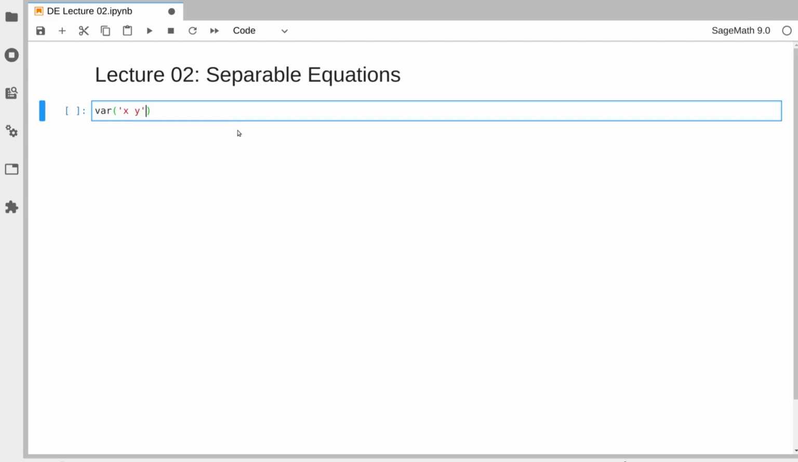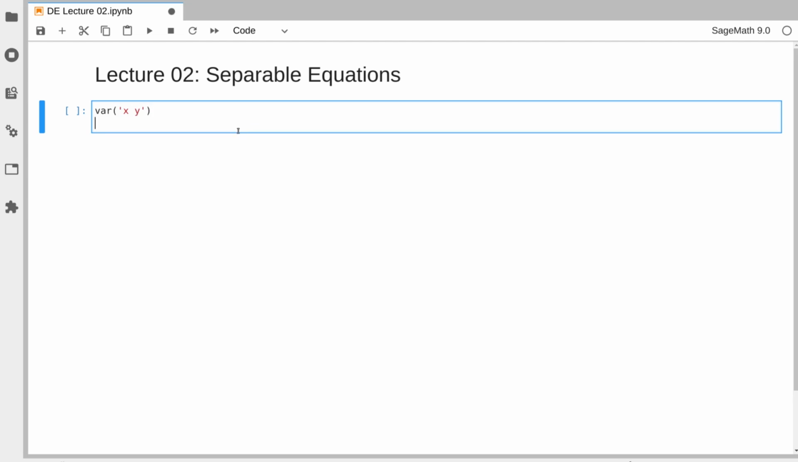X is already defined. It doesn't hurt to redefine it, but y is not defined, so we have to define y for sure. And then we need to define the right-hand side of our differential equation. So as far as the slope field is concerned, we want to keep this in the given form. So our differential equation was dy/dx equals 3x squared plus 4x plus 2, divided by 2 times y minus 1.